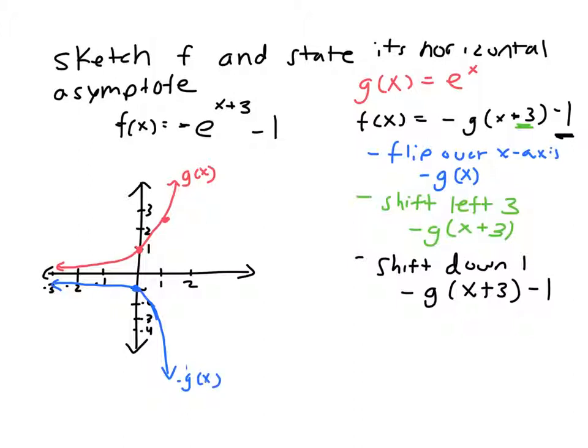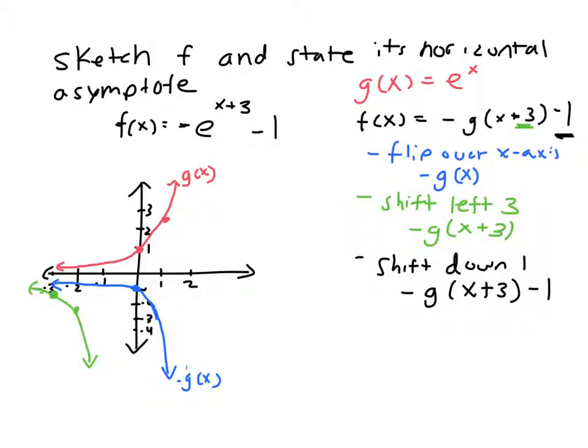Now let's do the shift left by 3. Instead of being here on the y-axis, I'm going to go 1, 2, 3, so I'm going to be there. And instead of this point being at 1, negative 2.7, it's going to be over here, 1, 2, 3, so somewhere about right there. Now my asymptote doesn't change though. I still have y equals 0 as my asymptote.